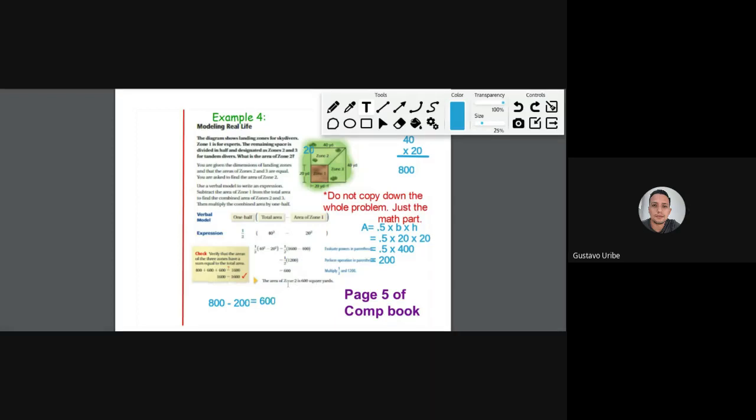Which is what they got right here. The area of zone 2 is 600 square yards. If you look at their expression, they use squares. They just take the whole area minus the area of zone 1. So you can also use this as well. I did it differently, but we got the same answer.